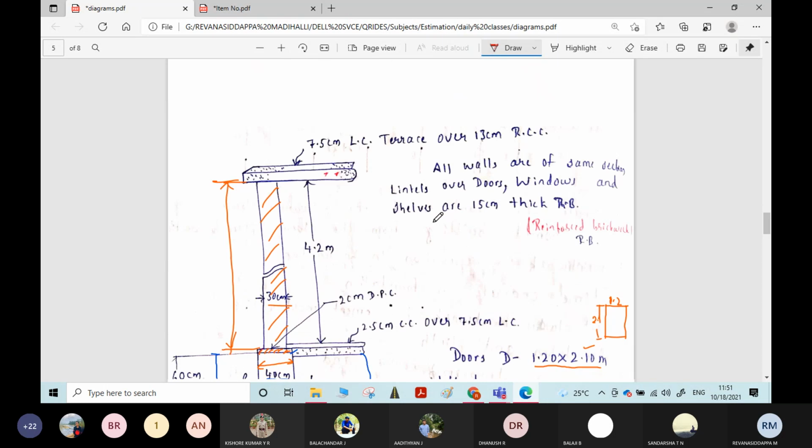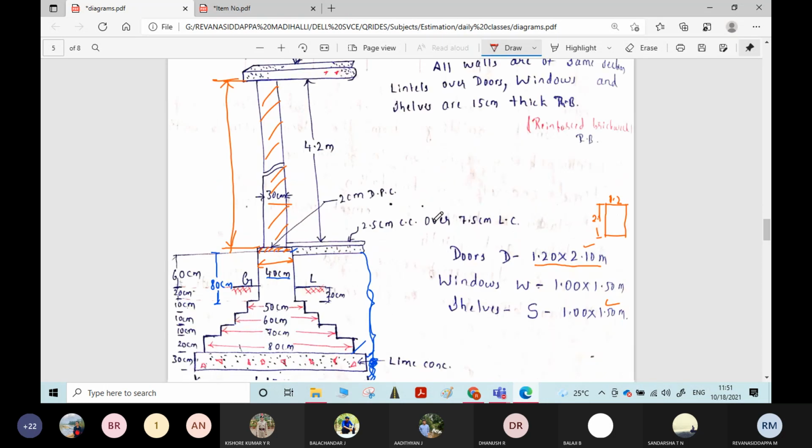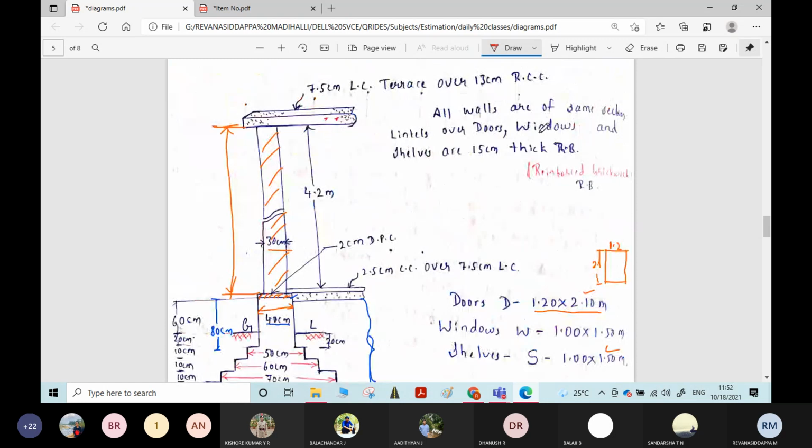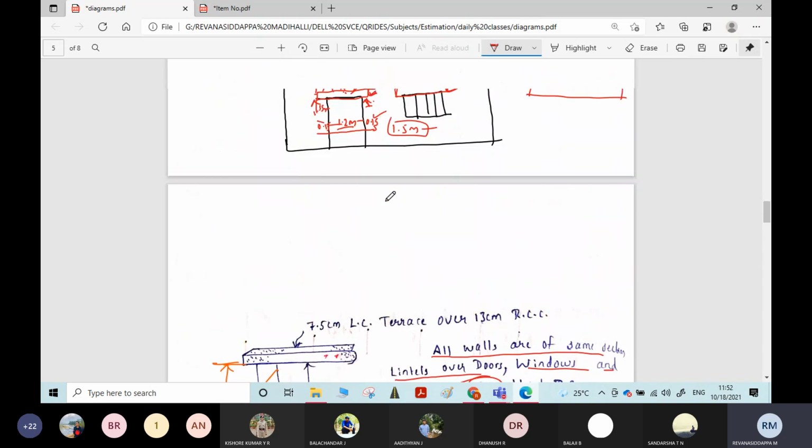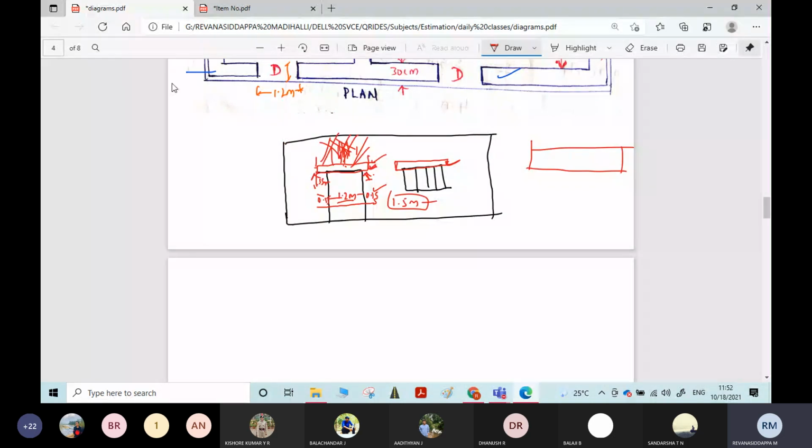Yes, here there is a note given in the problem. All walls are of the same section. Lintels over doors, windows and shelves are 15 centimeter thick reinforced brickwork. The thickness of the lintel is 15 centimeter.